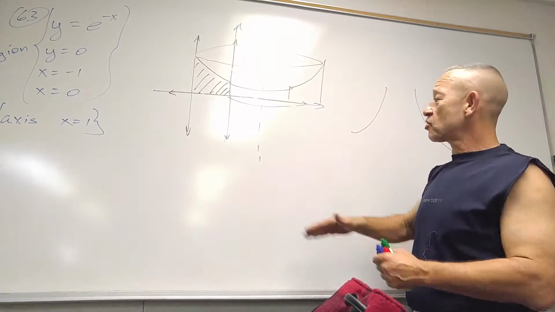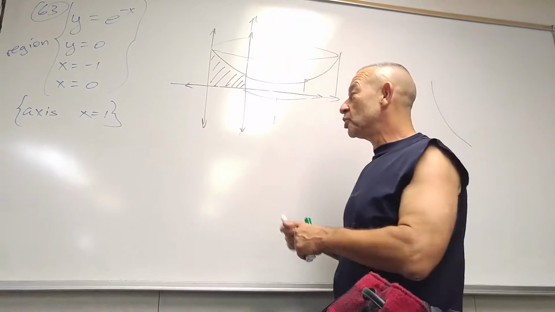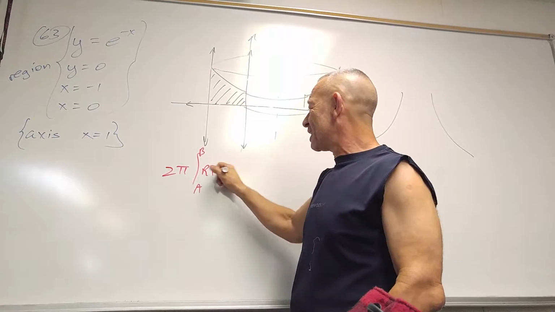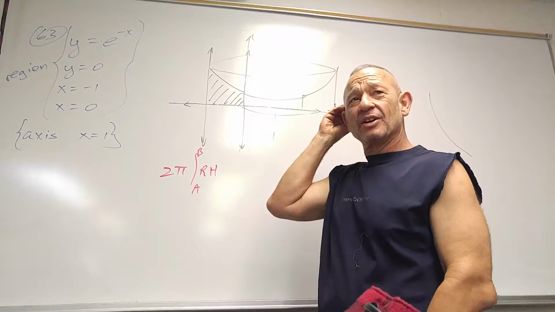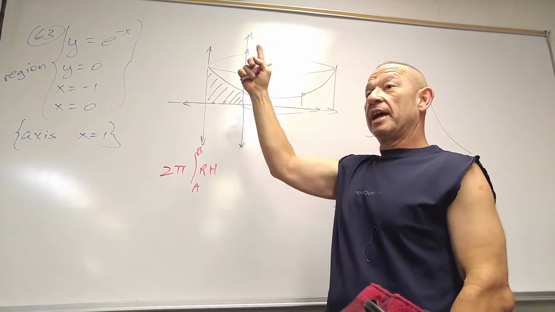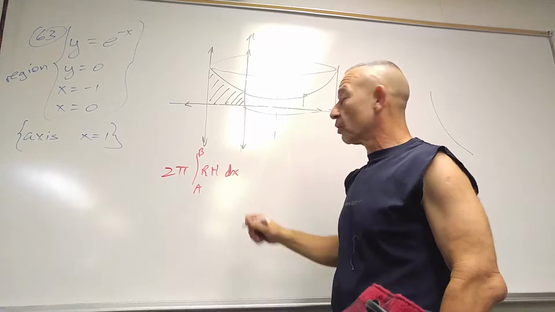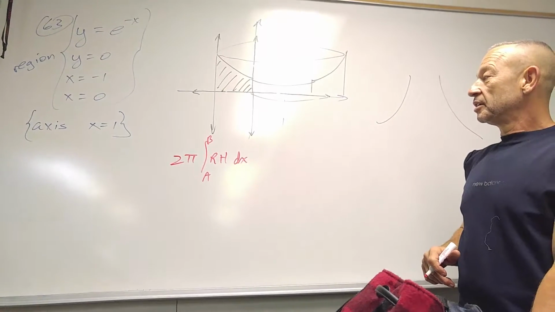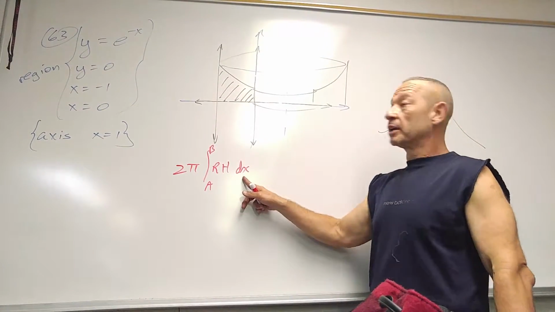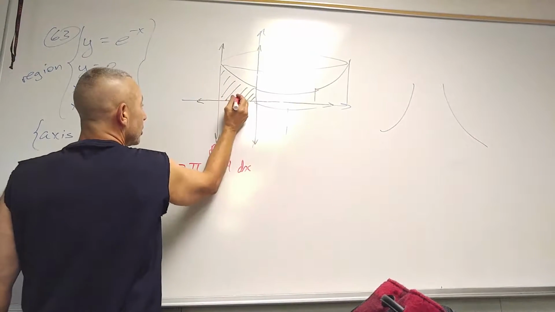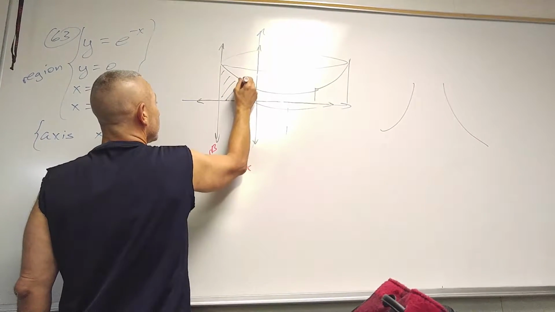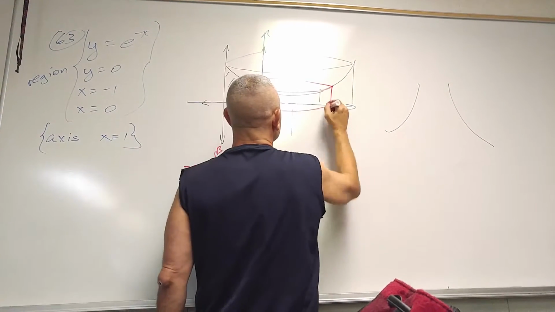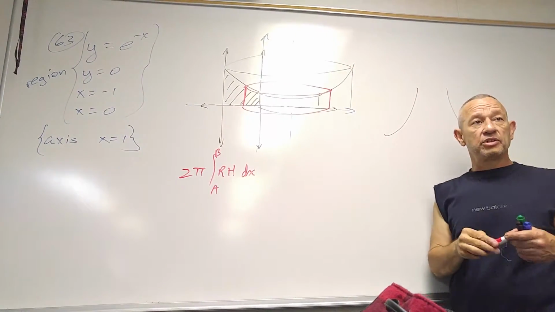Somebody want to help me set up this shell method? 2 pi, good way to start. Integral from a to b, radius times height, and dx or dy? How come you know it's dx? Because it's rotating, the axis is vertical, so the integral is horizontal. All right, radius and height of what? Of that region. I've got to pick an x anywhere I want in the region. But once I pick an x, I draw a line segment there and rotate that line segment. And it's the radius and height of that cylindrical shell that I'm trying to find.